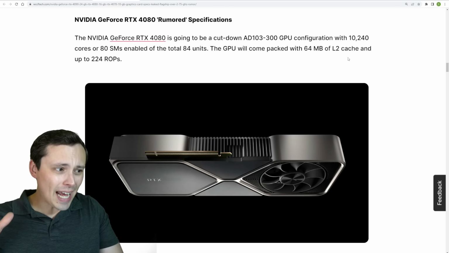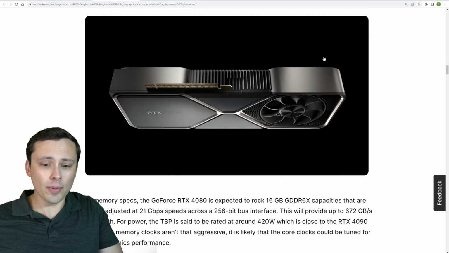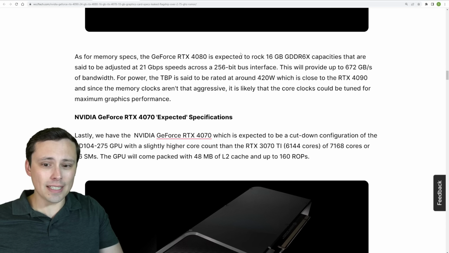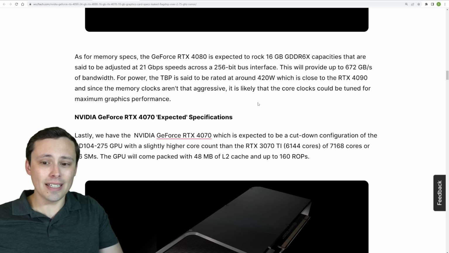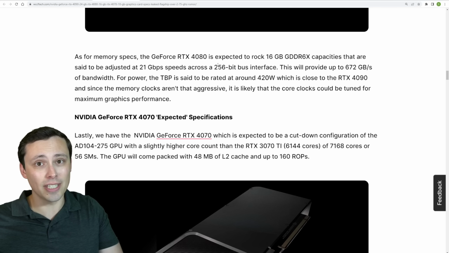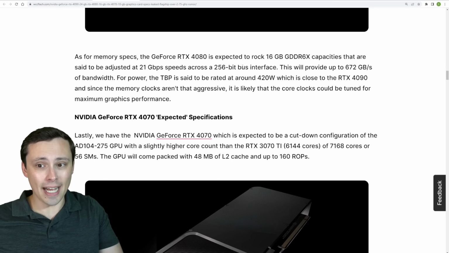Now, notice that these cache values are a lot higher than what we saw on the 3000 series, and that could help with what we're expecting to see on the 4070, especially a kind of cut down memory bus. So this does seem like NVIDIA might be going with something like what AMD did with their Infinity Cache, where they can have a lower bit bus, but still have pretty good performance by having an expanded cache.